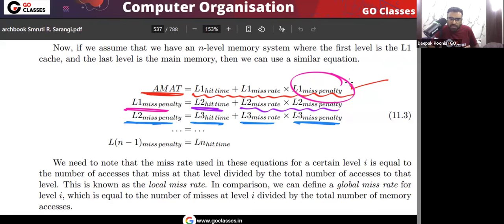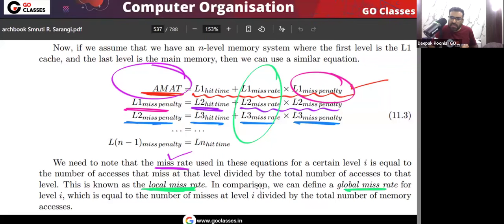And remember, in this average memory access time formula for multi-level caches, all the miss rates that we have used for every level, L1 miss rate, L2 miss rate, L3 miss rate, are basically local miss rates. This we will discuss in the next lecture. What is local miss rate and what is global miss rate, this complete discussion we will do in the next lecture. But this is just an important point.